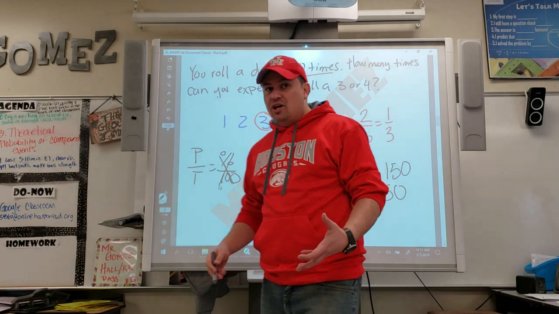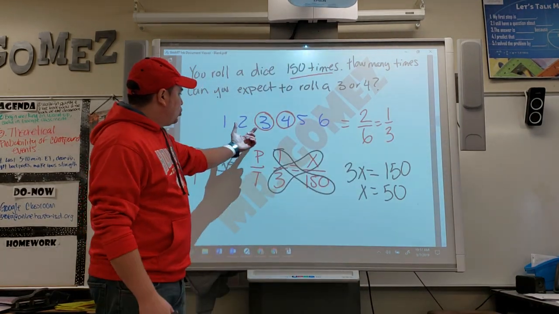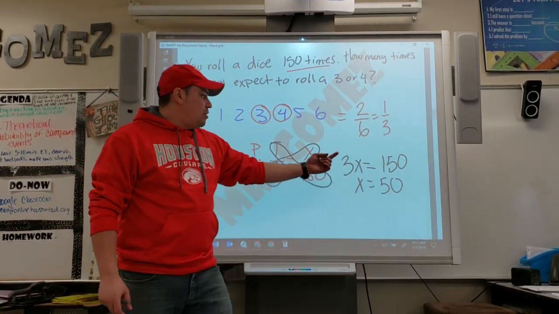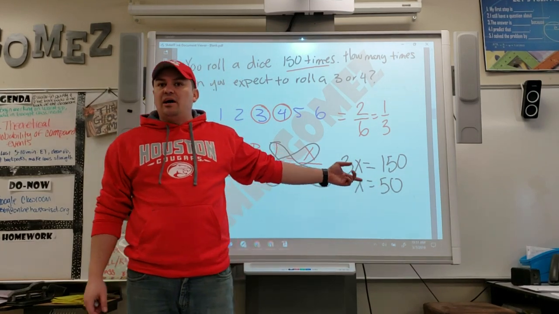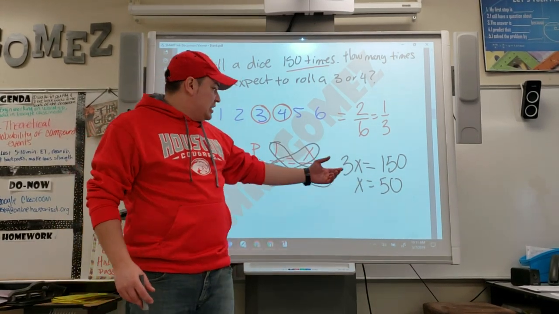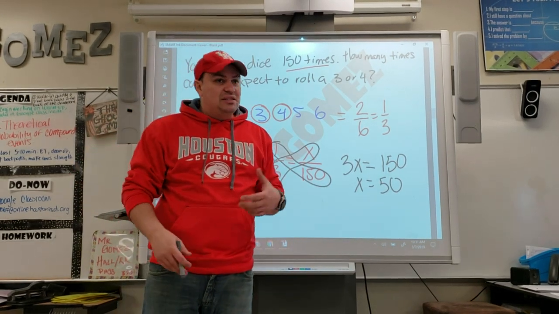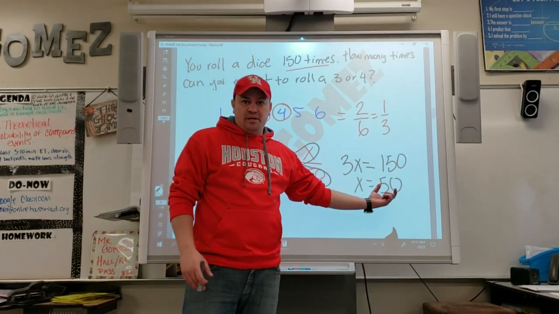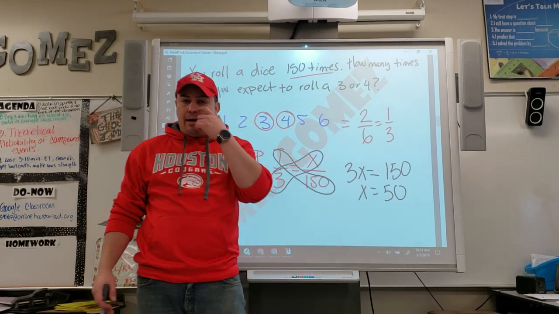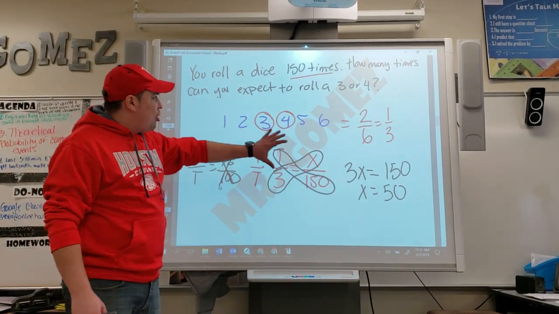So basically, you can expect to get a 3 or a 4 50 times out of the 150 times. Will it necessarily be 50? No, it can be maybe a little more, maybe a little less, but that's a really good estimate right here. We're estimating what's going to happen. So that's all there is to it.